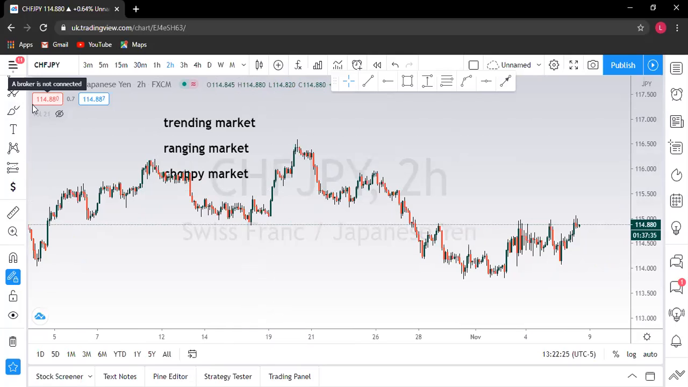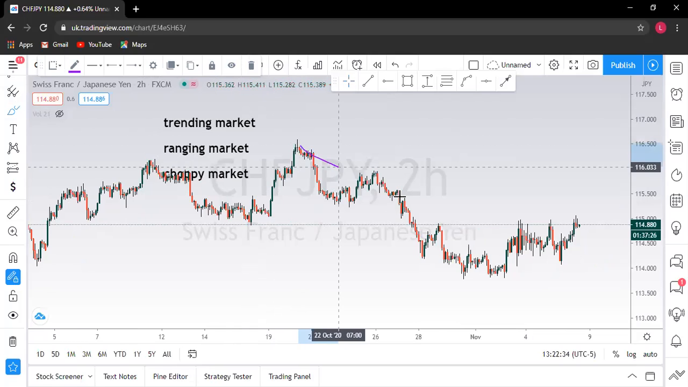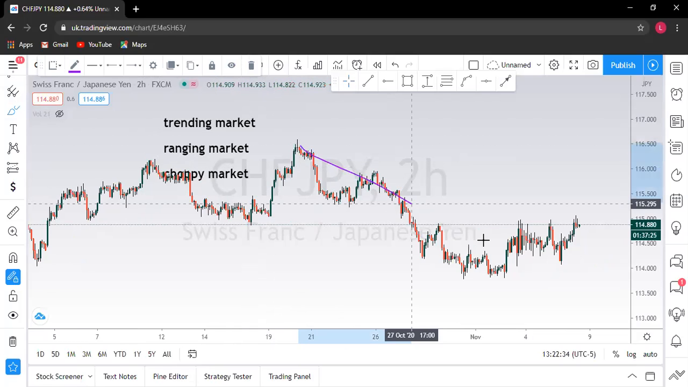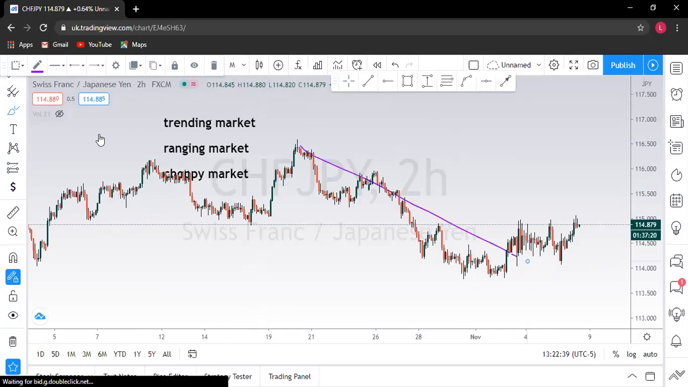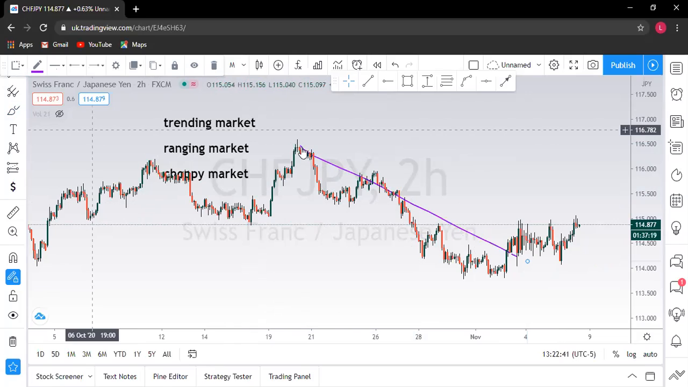You need to look out for what? A lower low and a lower high. Just like in the case of this, can you see the market is going down? That shows that this is actually a downward trend. You understand? So that is how to identify a downward trend. And what do I mean by lower highs and lower lows?